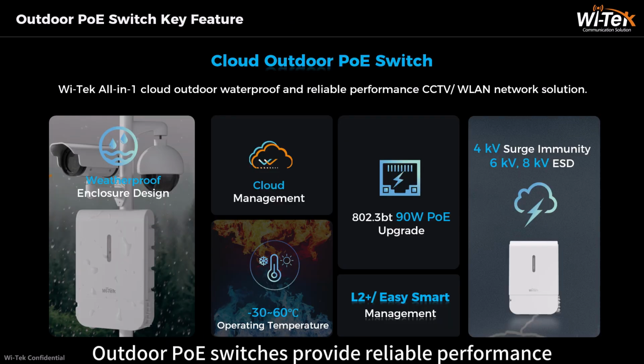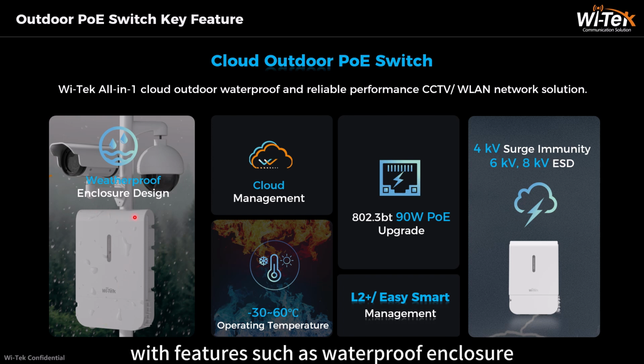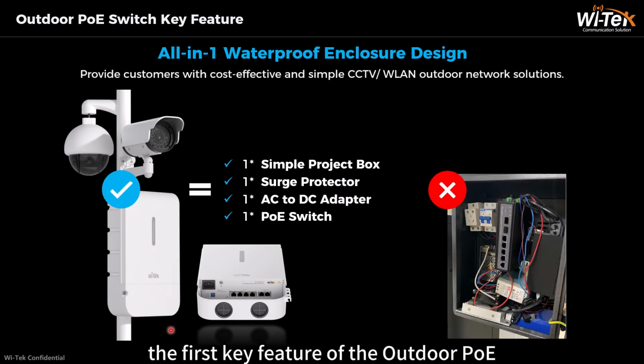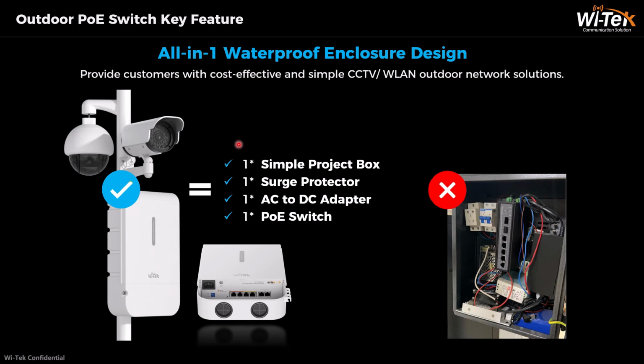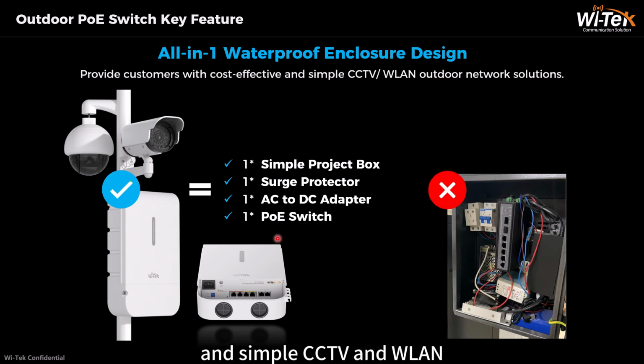Outdoor PoE switches provide reliable performance in outdoor environments with features such as waterproof enclosure, cloud management, -30°C to 60°C operating temperature, and 4 kV surge immunity, 6 kV or 8 kV ESD protection. The first key feature of the outdoor PoE switch is the all-in-one waterproof enclosure design. It provides customers with cost-effective and simple CCTV and WLAN outdoor network solutions.